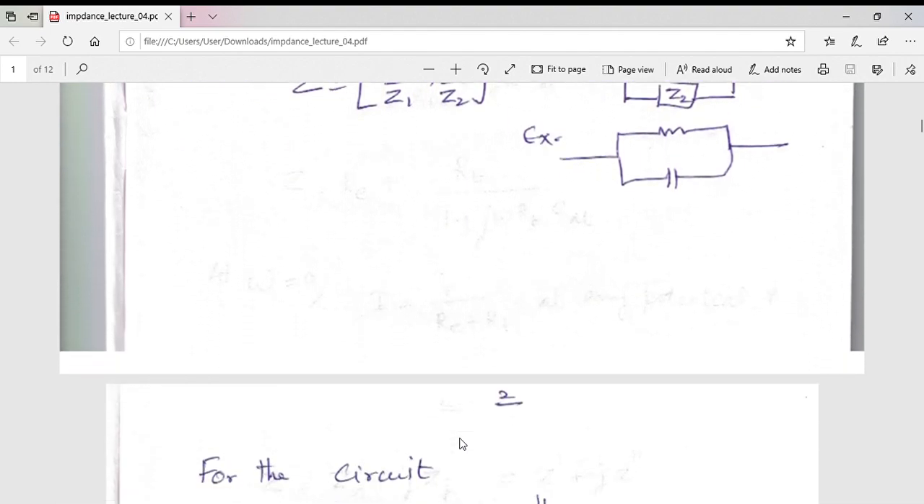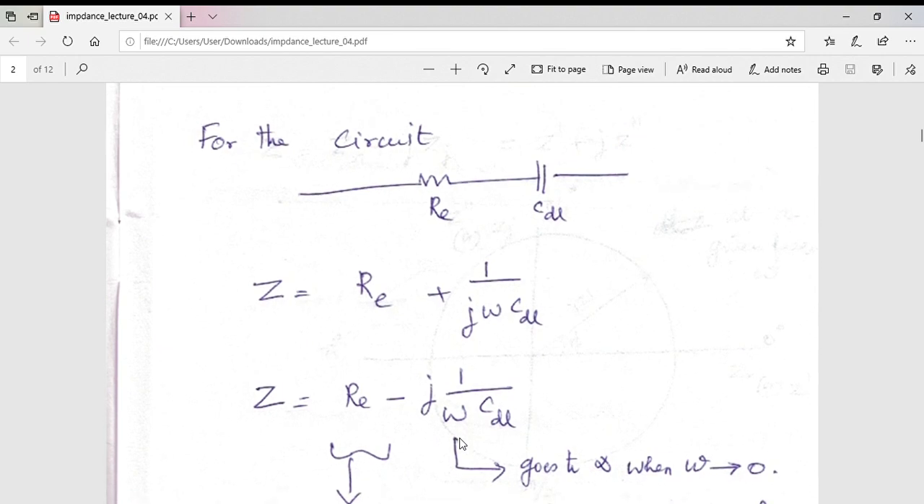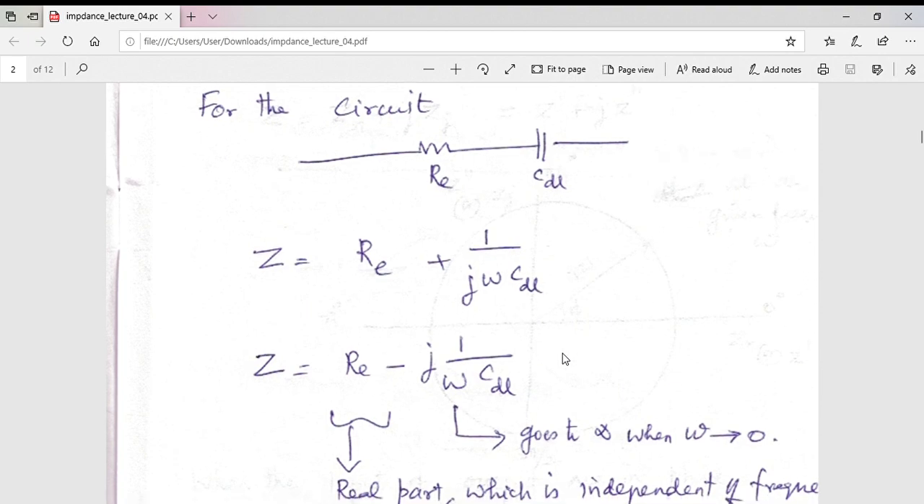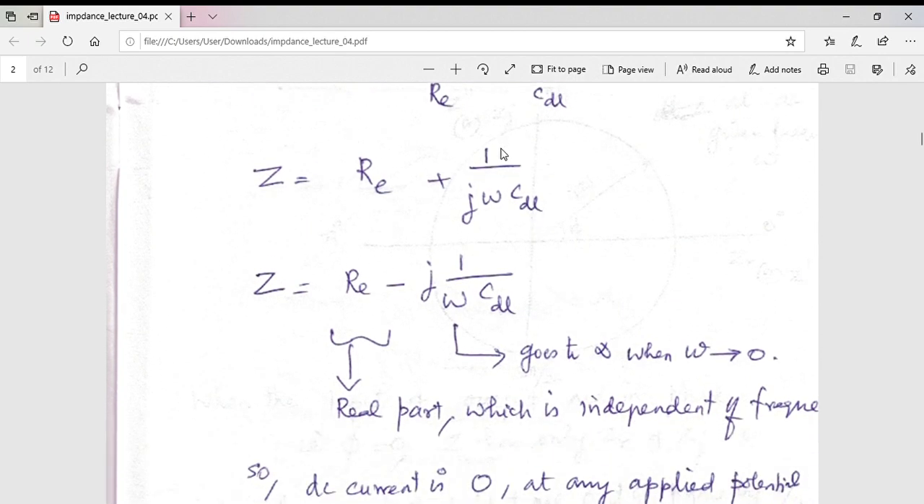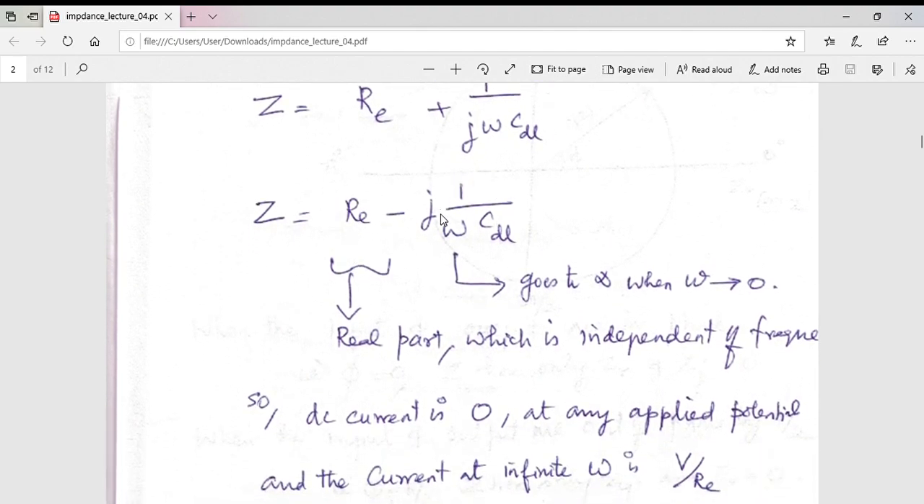Okay, so let us take the series circuit for a while and discuss it. The total impedance of the circuit can be written as Re, the resistance of this part, plus 1 by j omega C, where omega is the angular frequency. If I multiply both numerator and denominator by j, this transforms to something like this. This is the real part of the impedance, and this is the imaginary part that comes from the capacitor.